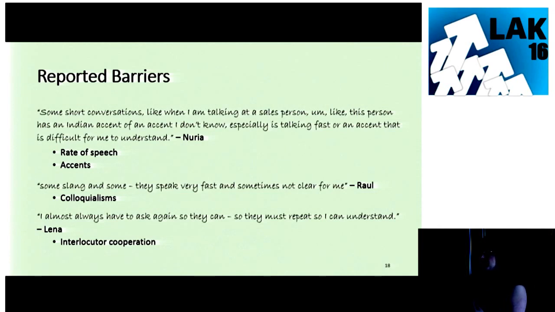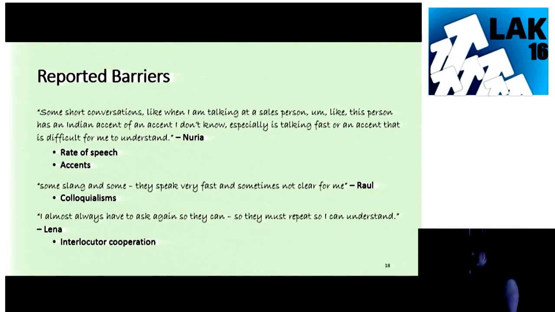So the barriers that they reported for the causes of these failures were troubles with comprehension related to speakers' rate of speech and accents. This study was conducted in the Toronto area, so there are a lot of non-native speakers of English, and in service industries, you often have to deal with a variety of accents, and this was a struggle for the English language learners.